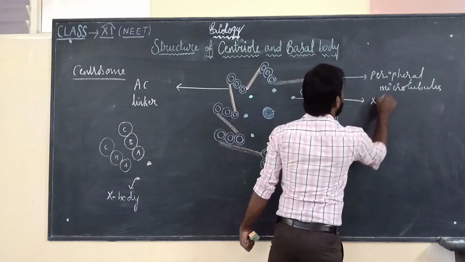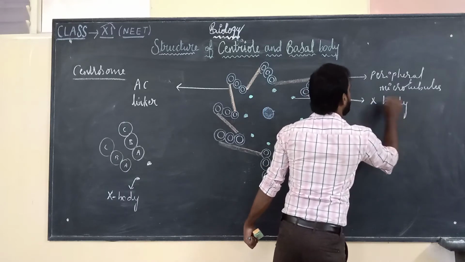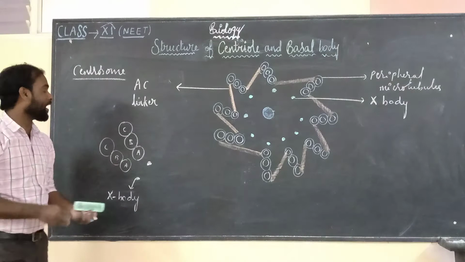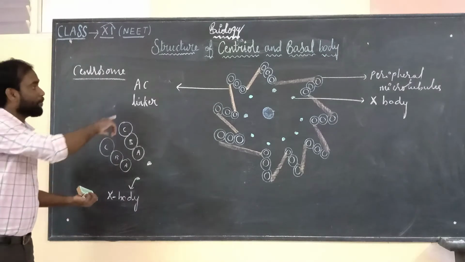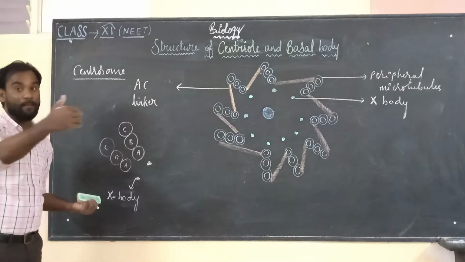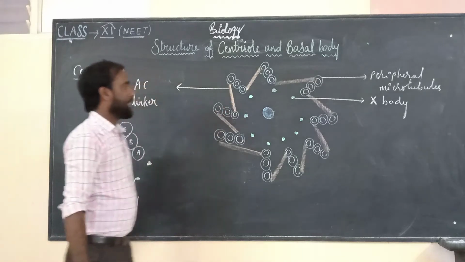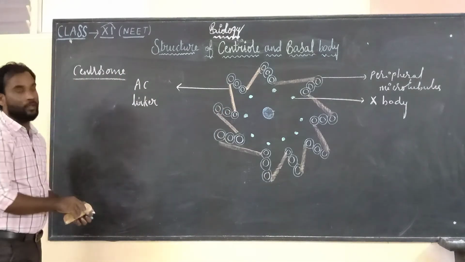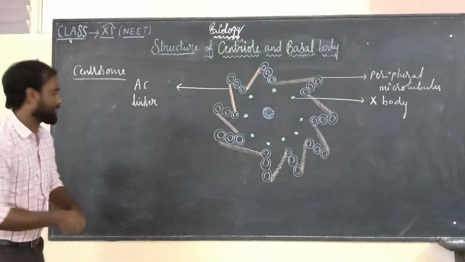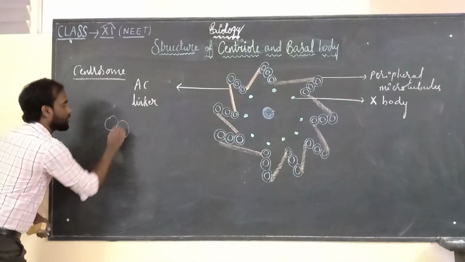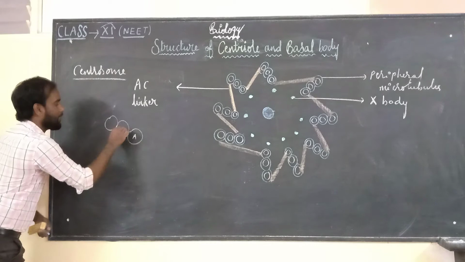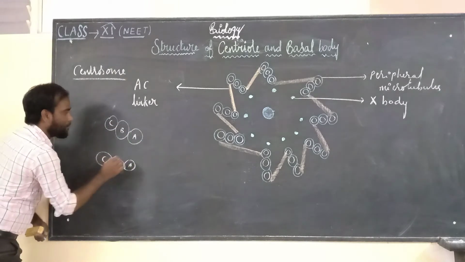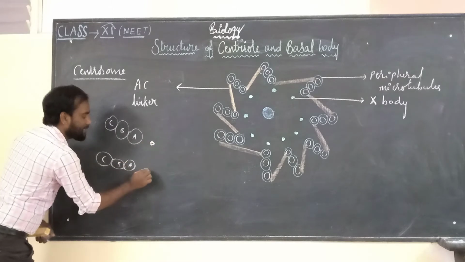This is X body. Beneath every A submicrotubule, there is an X body. Now, in between two X bodies, ABC, this is X body, this is X body.